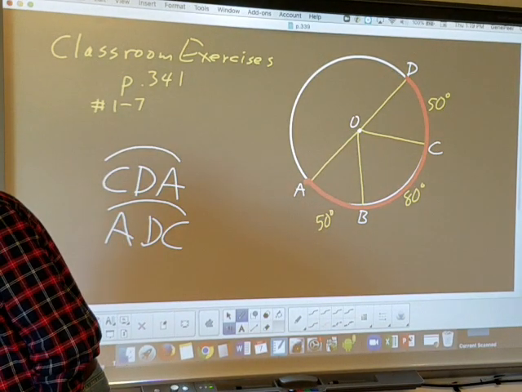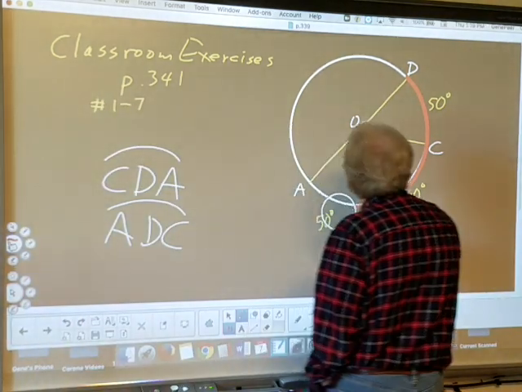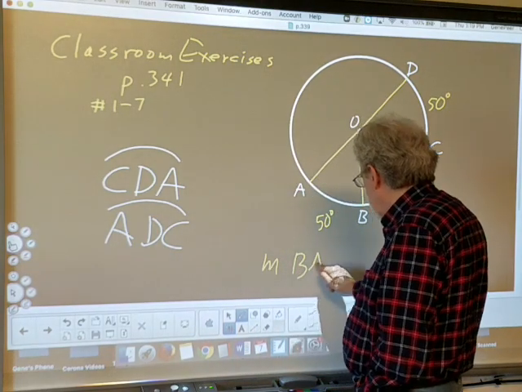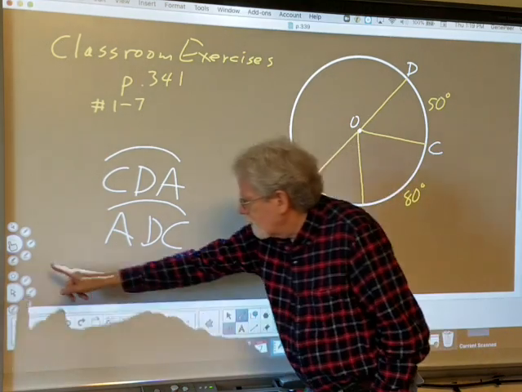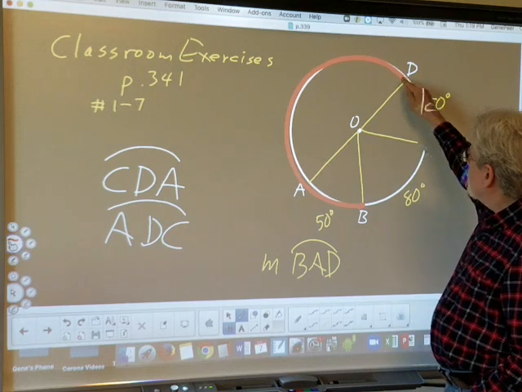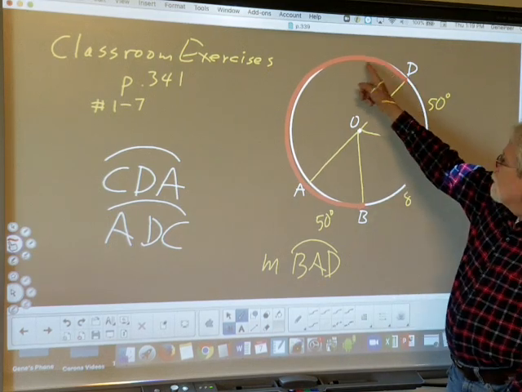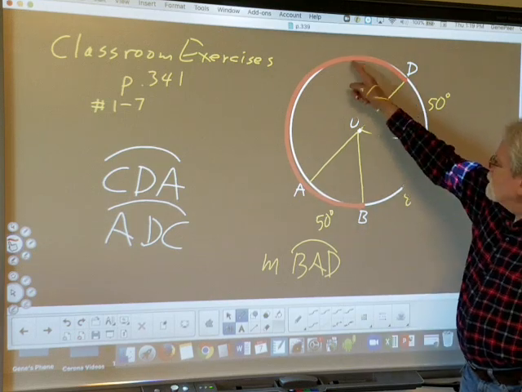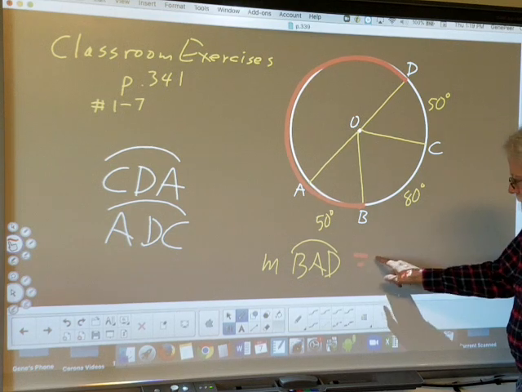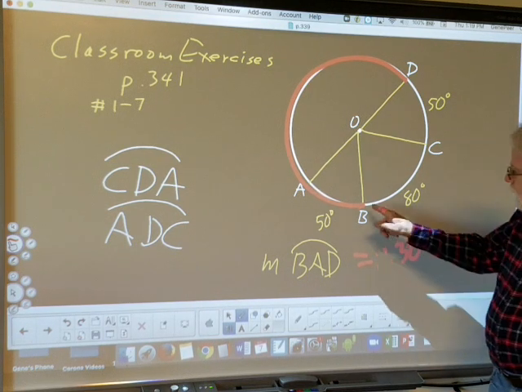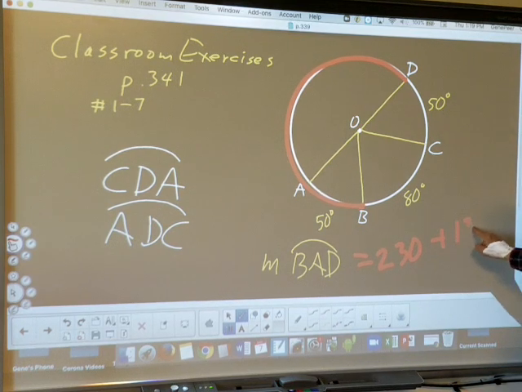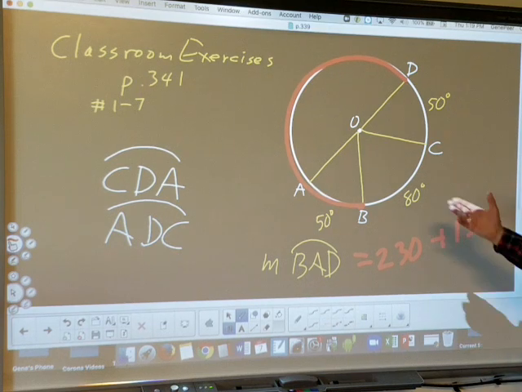How about number 5, arc BAD? That's a bad arc. The measure of arc BAD would be the arc that starts at B, goes through A, and ends at D. So what is it? It's going to be 150, not 150. It's going to be 180 plus another 50. It'll be 230. By the way, if we take that 230 and add another 80 plus 50, if we add another 130, what should we get? Yeah, we get 360, the whole circle.